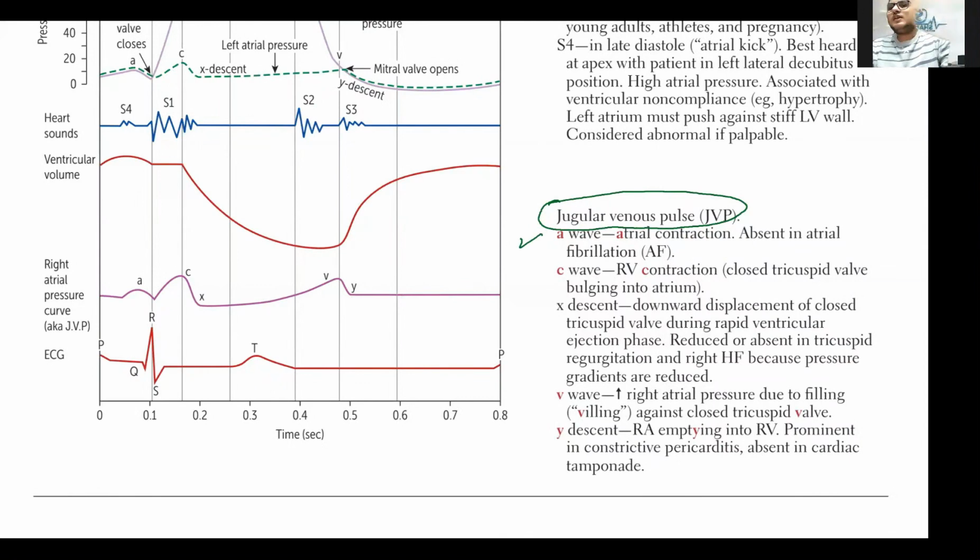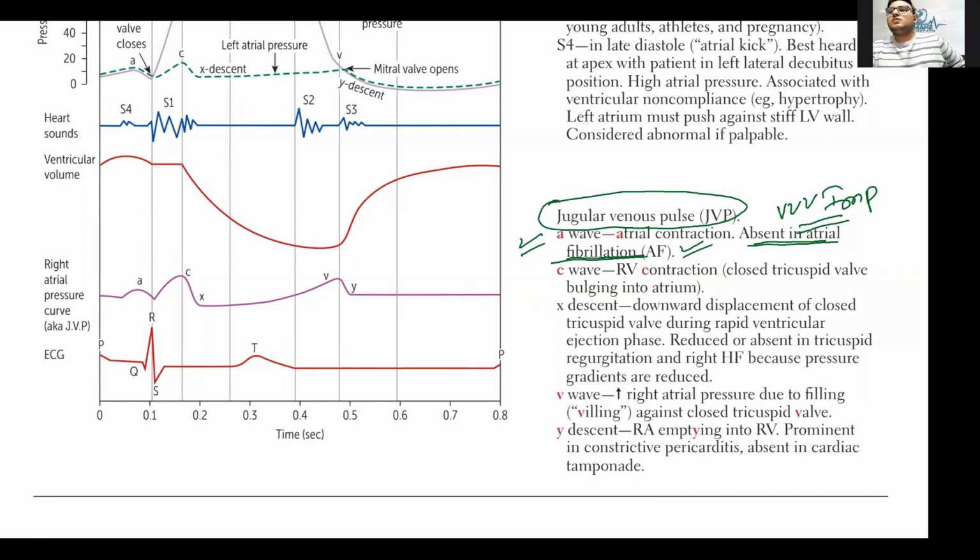First is the A wave. A is atrial contraction. It is absent in atrial fibrillation. Remember, this is very, very important MCQs for MD, MS, FCPS, NLE, and USMLE. Most repeated question, a previous past paper question of FCPS, MD, MS, and NLE. And the next is the C wave.